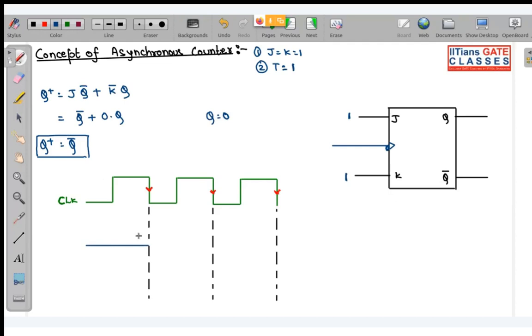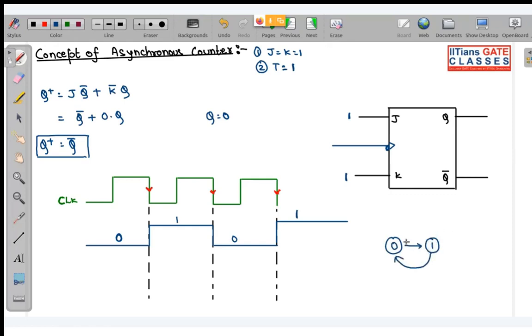So the moment we encounter one negative edge, the flip-flop will toggle its state. It will toggle from 0 to 1 and stay at this state till the next clock pulse. At the next clock pulse, it will toggle from 1 to 0 and again stay at 0 till the next clock edge, and at the next clock edge once again it will go to 1. So this is 0 1 0 1. This is a 1 bit asynchronous counter, and you can see it is counting from 0 to 1 and again from 1 to 0.